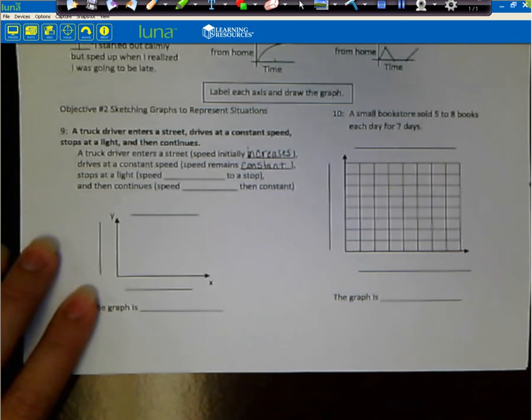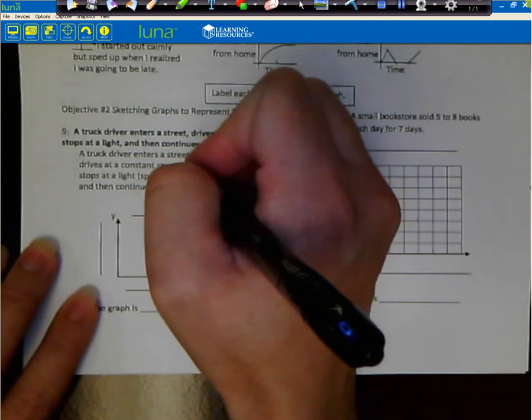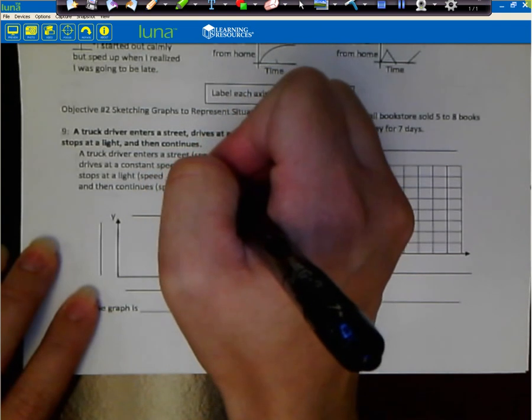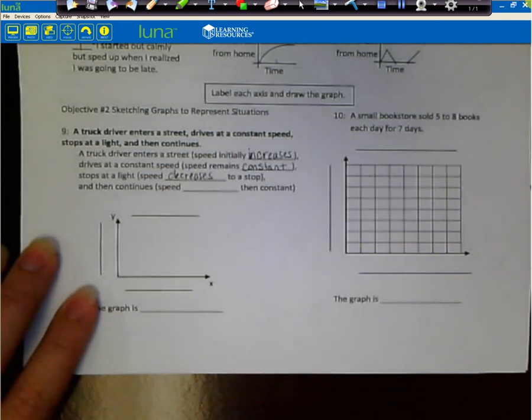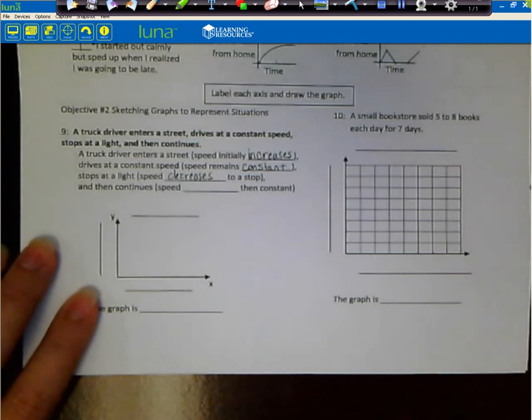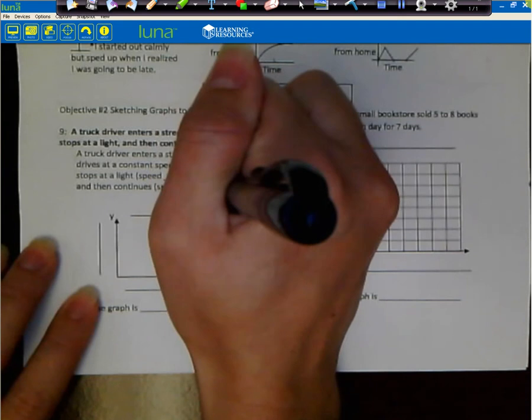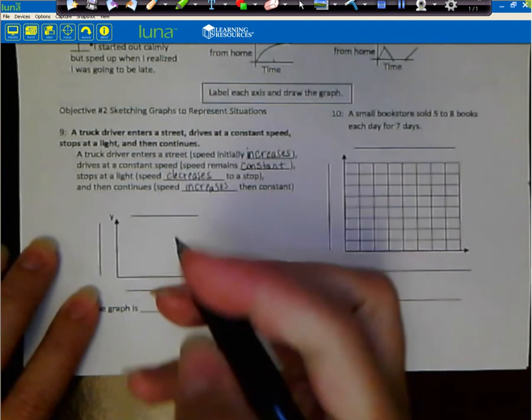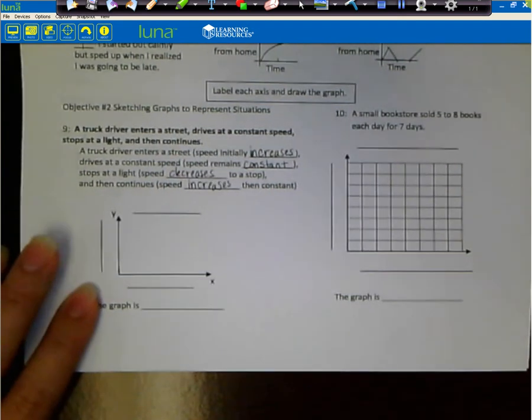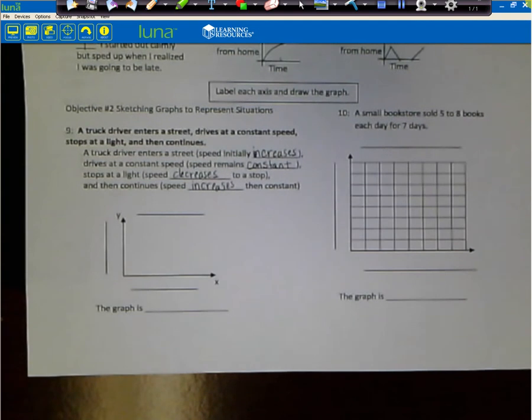Stops at a light. The speed decreases to a stop. Write the word decreases in that blank. And then continues. So the speed increases again, and then is constant. We're going to graph this whole situation down here in this graph just below where we've written our sentences.